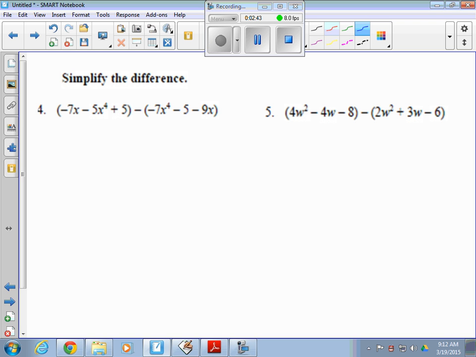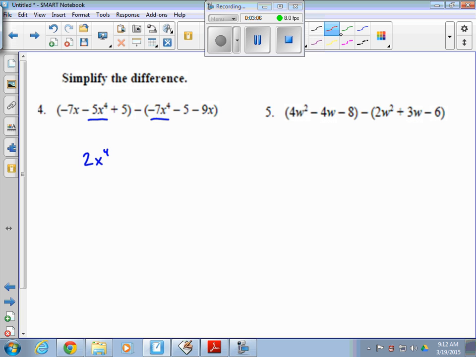Simplify the difference for these two. You can use either the horizontal or the vertical method. We'll show both. The largest degree is negative 5x to the 4th minus negative 7x to the 4th. Negative 5 minus a negative means plus a positive. Negative 5 plus 7 is positive 2x to the 4th power.